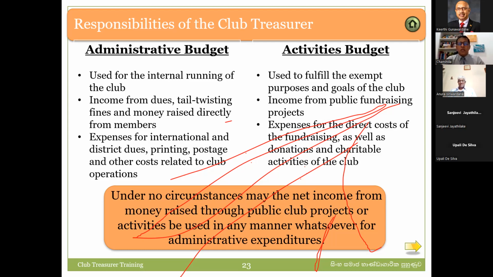Then what is the activities budget? It is used to fulfill the purposes and goals of the club, to serve the community. That is what the activities budget and the activities account are for.